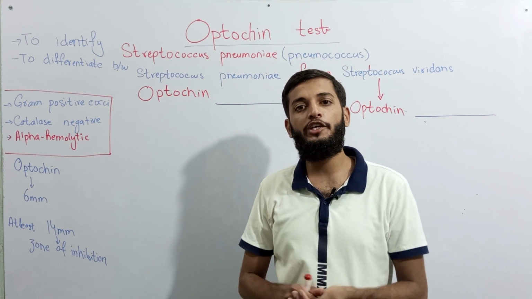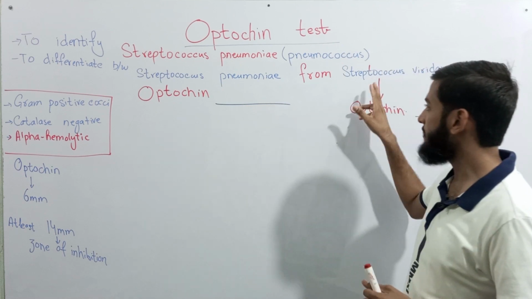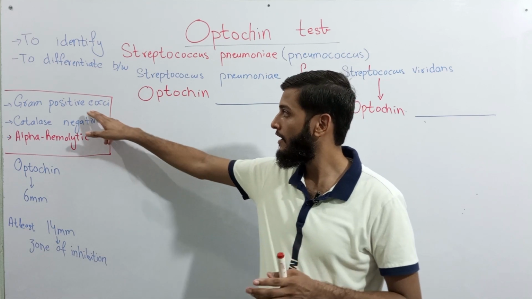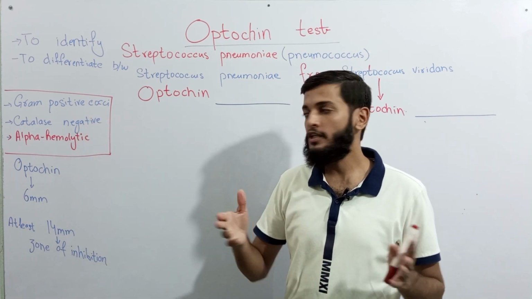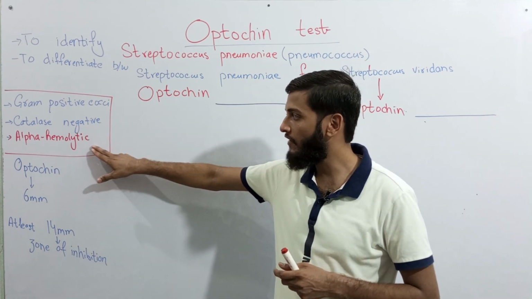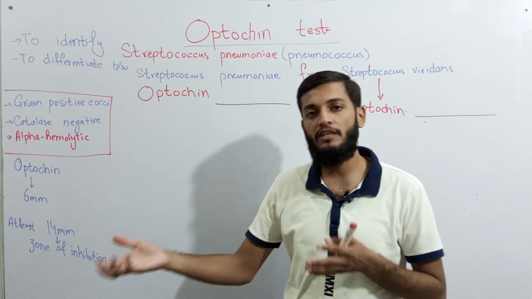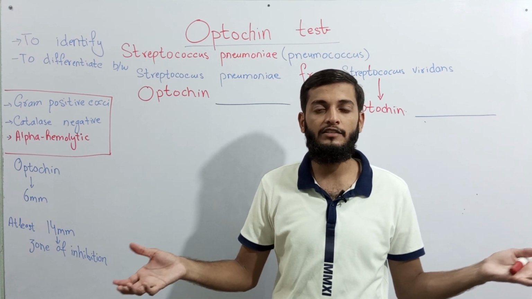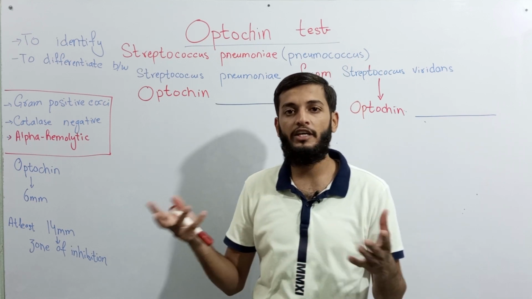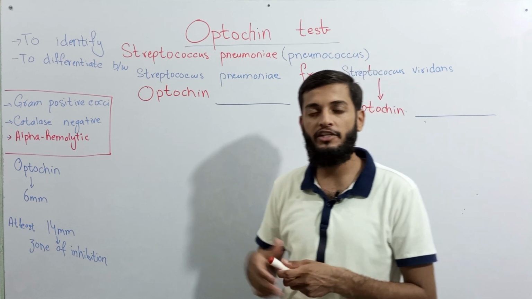But the question is why we need to perform this test. Because Streptococcus pneumoniae and Streptococcus viridans both are gram-positive cocci. Both are catalase negative and both produce alpha hemolysis on blood agar plate. So in order to differentiate between them, we need to set certain criteria and perform certain tests. Optochin test is one of the ways by which we can differentiate between these two.